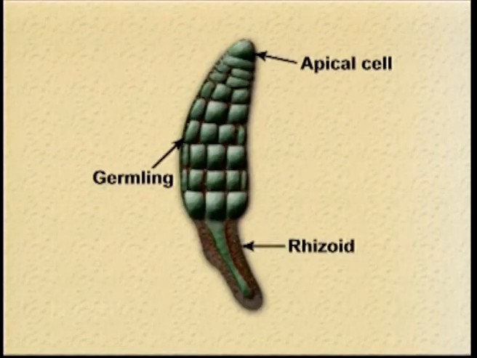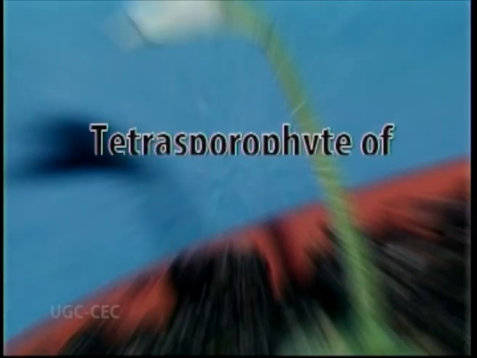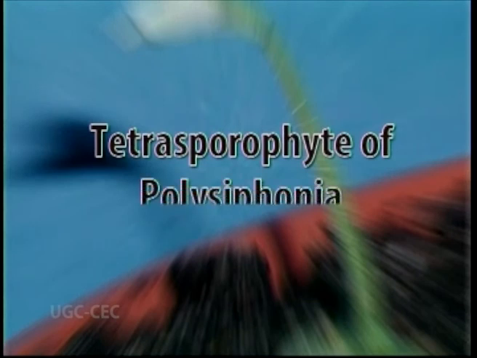The lower axial cells divide by vertical walls to cut off the pericentral cells. In this way, an independent sporophytic plant called the tetrasporophyte of Polysiphonia is formed. It is the third individual in the life cycle of Polysiphonia. Now the tetrasporophyte. Tetrasporophyte of Polysiphonia is a free-living individual.